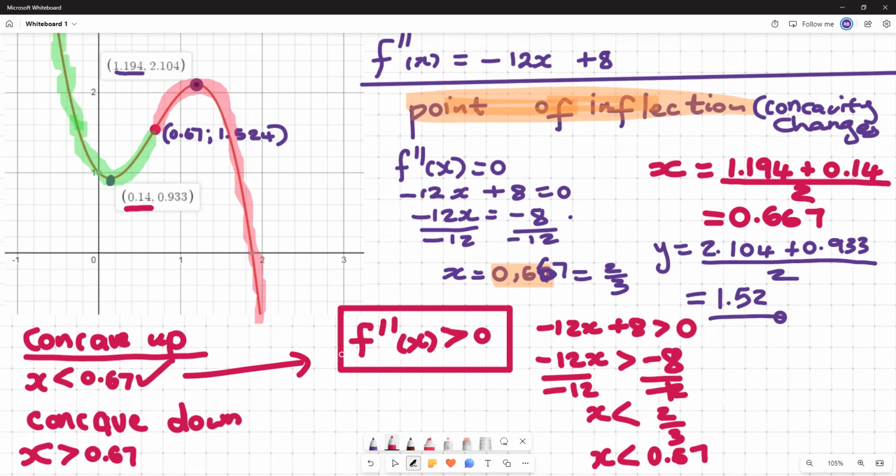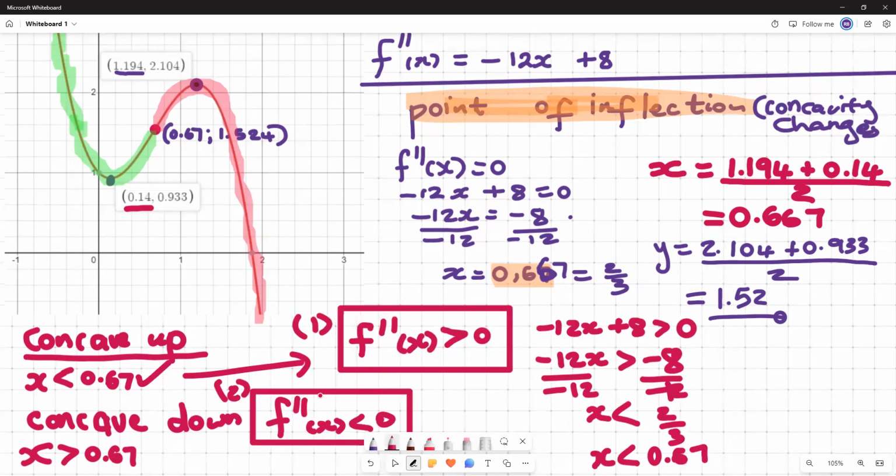So for concave down, we are going to do the same, but now the second derivative must be less than 0. So these are the two most important formulas. This is the first one. That is the second one. Concave up, you make the second derivative bigger than 0. Concave down, you make the second derivative less than 0. Right, ladies and gentlemen. Perfect.